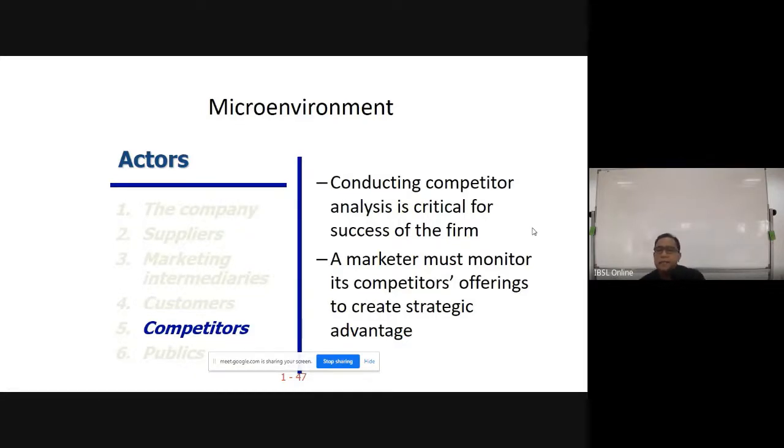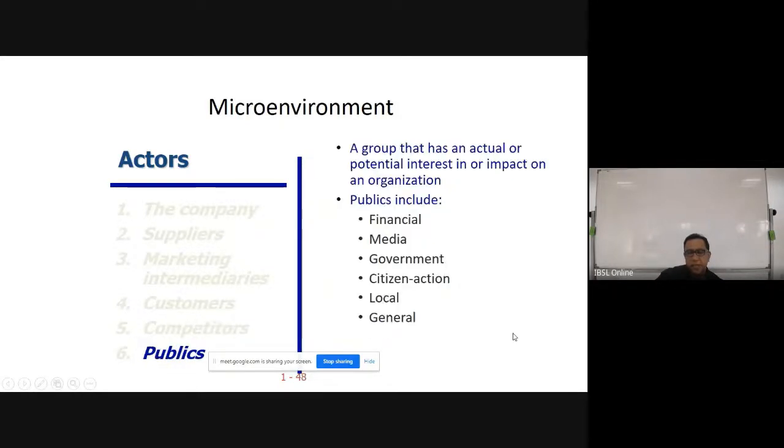Competitors. Conducting competitor analysis is crucial for the success of the firm. A marketer must monitor its competitors' offerings to create strategic advantage. Because you remember that we need to be mindful and knowledgeable about the competition, because if you do not know the competitor's offering, you cannot create competitive advantage.